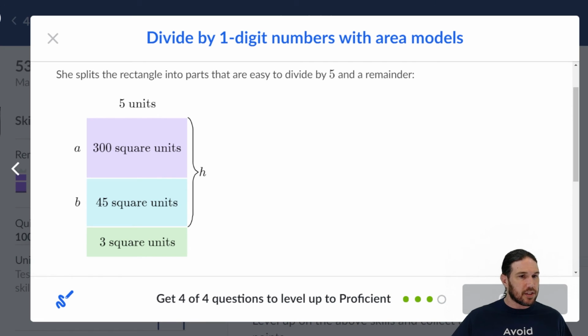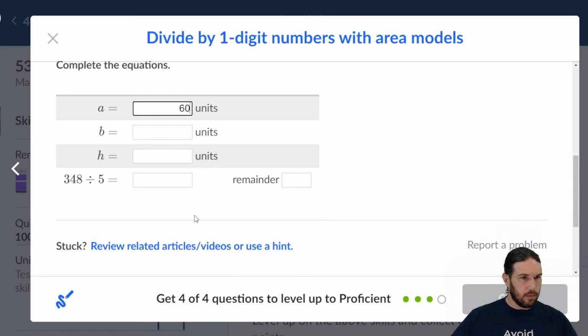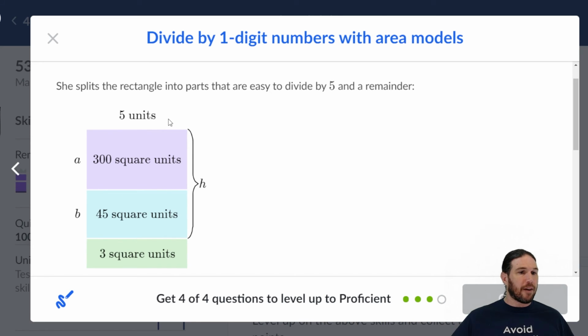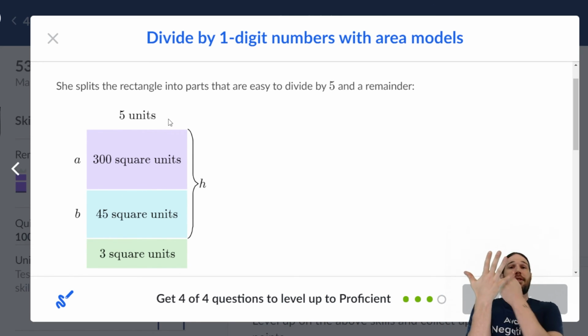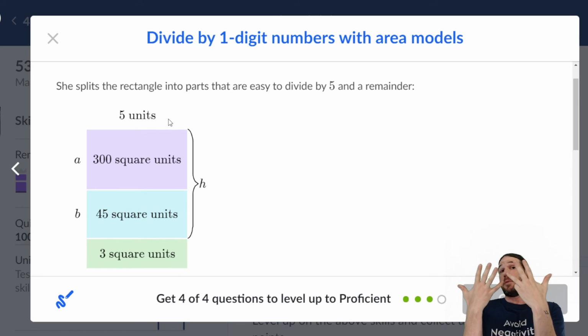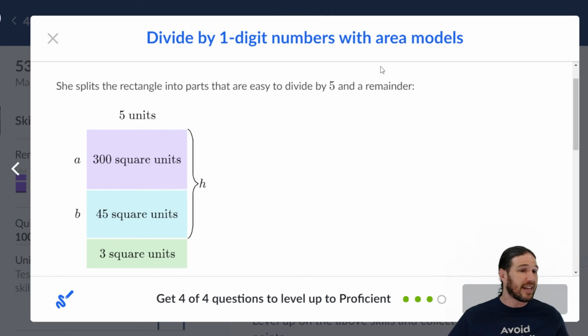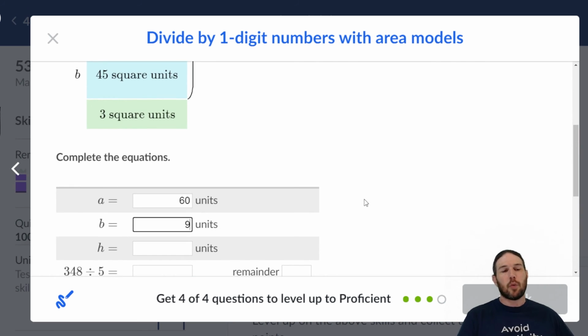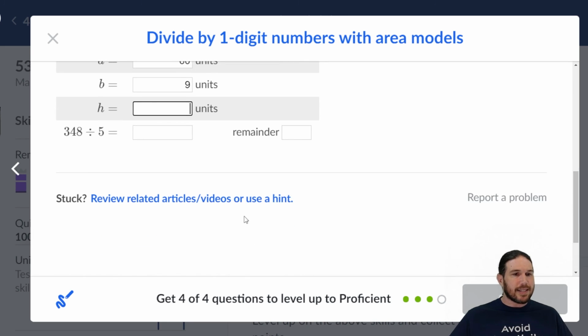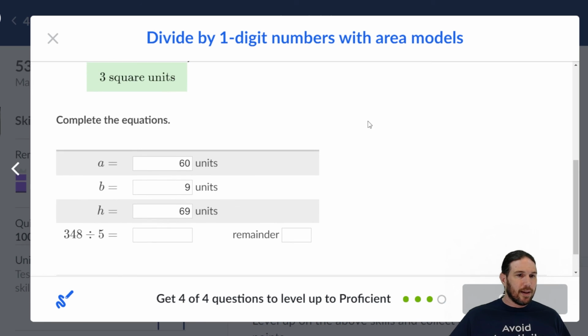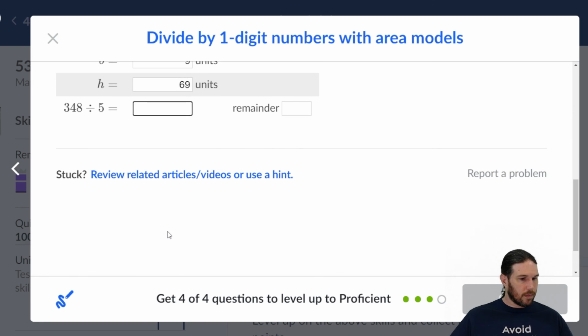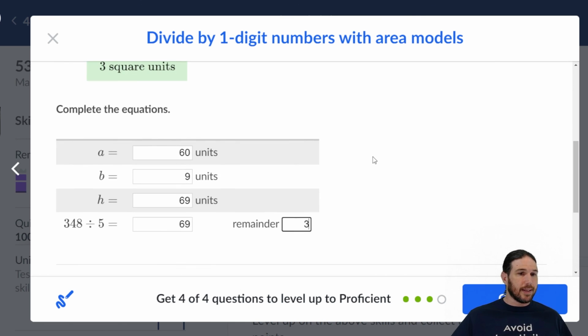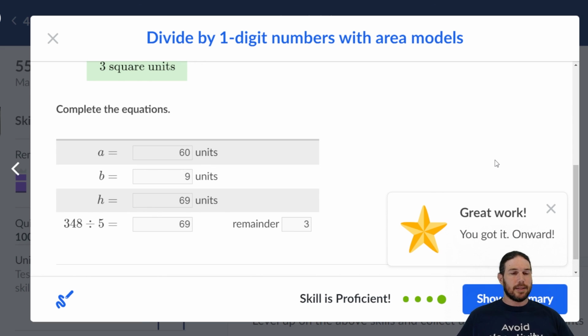So I know that A is 60 square units. B is 45 divided by 5: 5, 10, 15, 20, 25, 30, 35, 40, 45. That would be 9. Don't be afraid to use those fingers. That's what they're for. Last time we had a 420 and a 609. Now it's going to give me 69 units. It's like Khan Academy is mocking me. 69, remainder 3 is, I believe, correct. Nice. Okay.